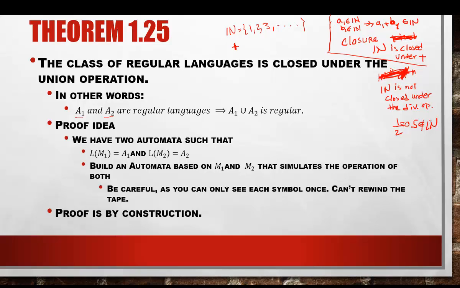Which means that I can make an automata for a regular language. Now, if I have two regular languages, then I can find two finite automata that can recognize these. One automata for the first one, the second automata for the second one. And according to this theorem, their union is going to be a regular language, which means that I can make an automata for their union as well. Now, why is it important?